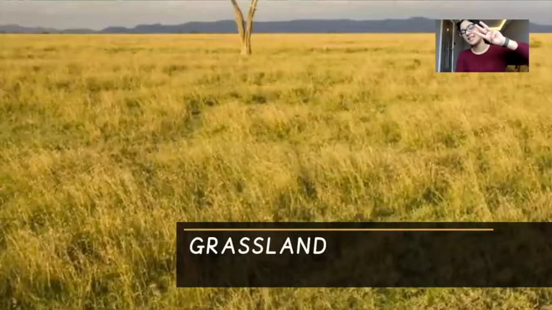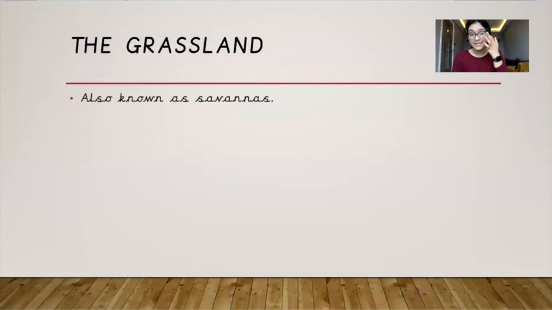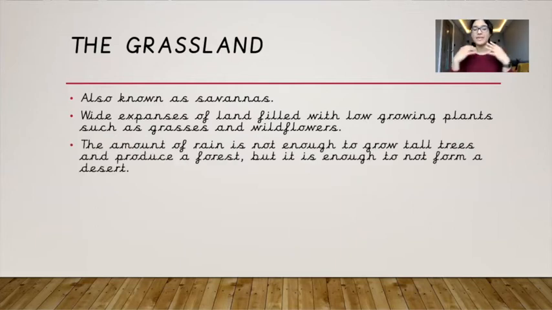The third living habitat, or habitat where living things can be found, is known as grassland. So the grassland is also known as savannas. And what that means is it's a wide expanse of land, and it's filled with low-growing plants, such as grasses and wildflowers. The amount of rain is not enough to grow tall trees and produce a forest, but it's also just enough to not then form a desert.